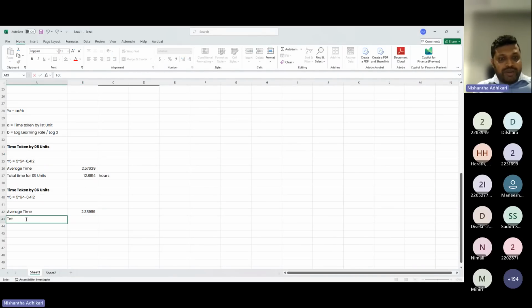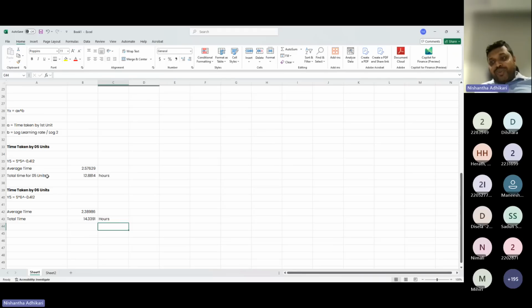Therefore, total time, I will work out the total time. I will multiply this time by 6, right? Then it is 14.339 hours. Now, when you calculate that, what is the total time taken by the 6th unit? This is the total time taken by 5 units. This is the total time taken if you produce 6 units.